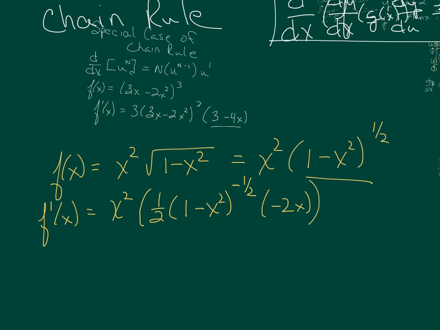The thing you have to watch out for with the product rule is we just did a lot, but we're not finished. Because now we have to take the second term and multiply it by the derivative of the first term.